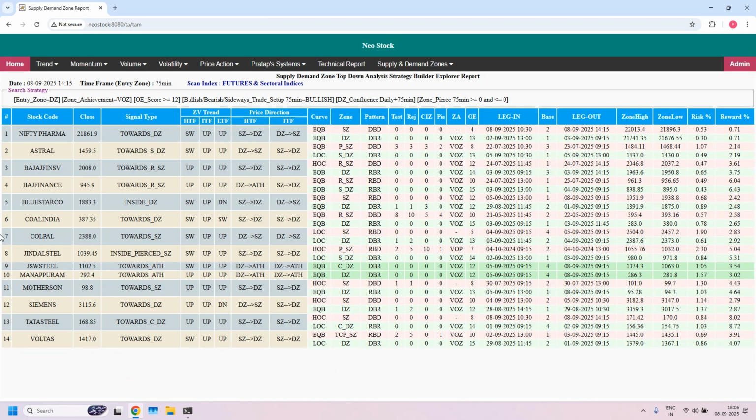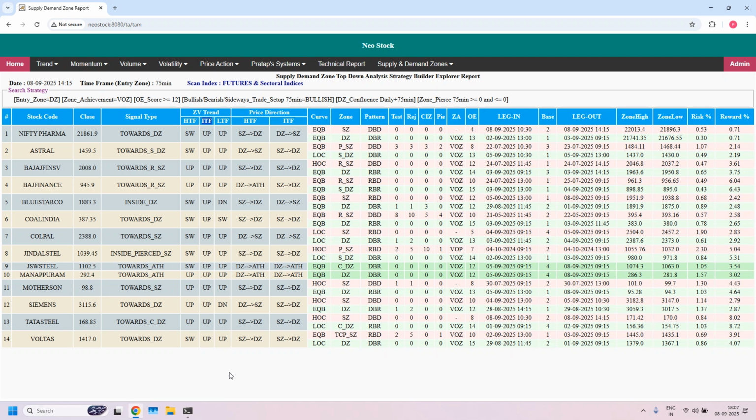Now out of 18 we got 14 stocks. In all the 14, the 75 minutes demand zones are overlapped with the daily demand zone. That is what? Zone confluence. 75 minutes demand zones are part of the daily demand zone. And daily trend is uptrend. ITF trend is daily uptrend in all the stocks.